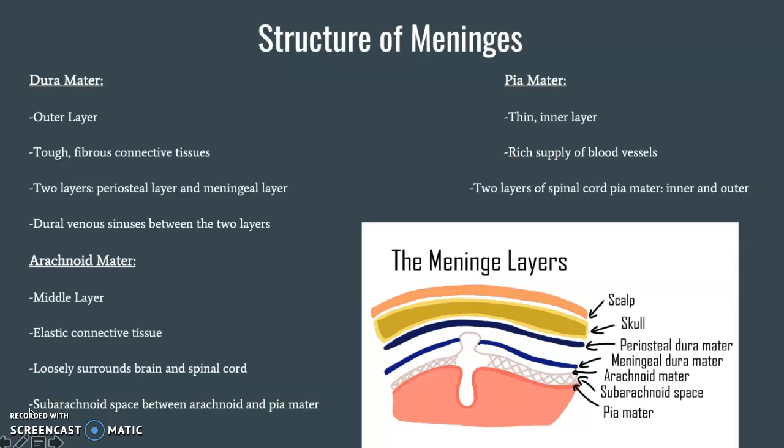The arachnoid matter is a middle layer composed of elastic connective tissue. It resembles the appearance and consistency of a cobweb. The arachnoid matter is a layer of the meninges that loosely surrounds the brain and spinal cord and connects the dura mater to the pia mater. Web-like fibrous trabeculae connect the arachnoid and pia mater. The space between these two layers is known as the subarachnoid space. The subarachnoid space provides a passageway for blood vessels and nerves to the brain and also collects cerebrospinal fluid.